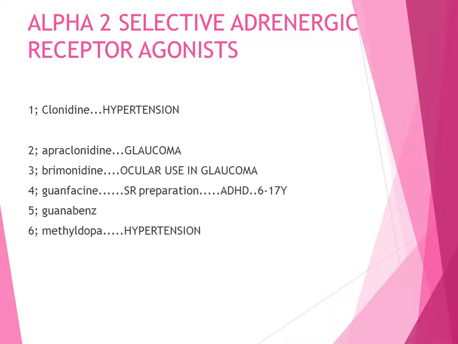Alpha 2 selective adrenergic receptor agonists. Clonidine is used in hypertension. Apraclonidine is used in glaucoma. Brimonidine has ocular use and is used in glaucoma. Guanfacine is used in ADHD, and methyldopa is used in case of hypertension.